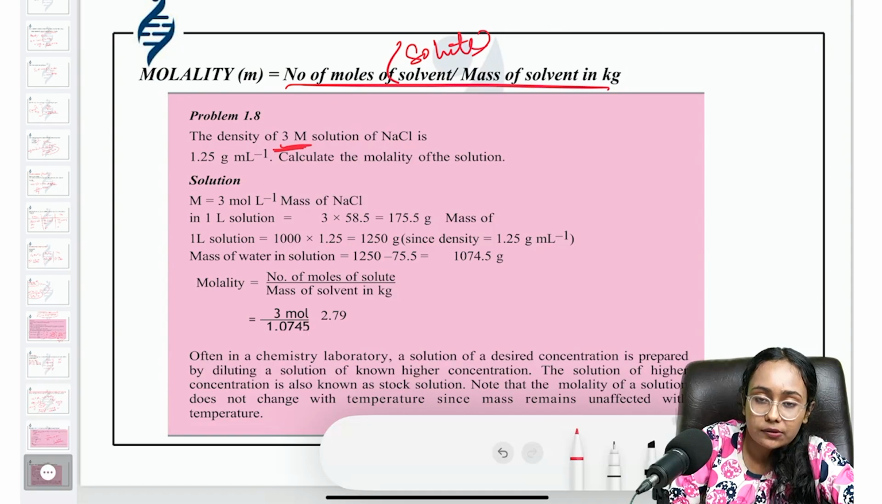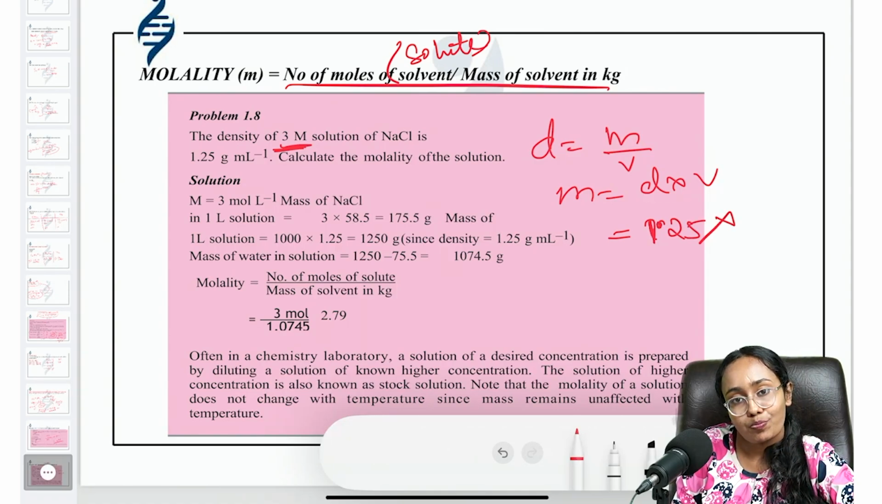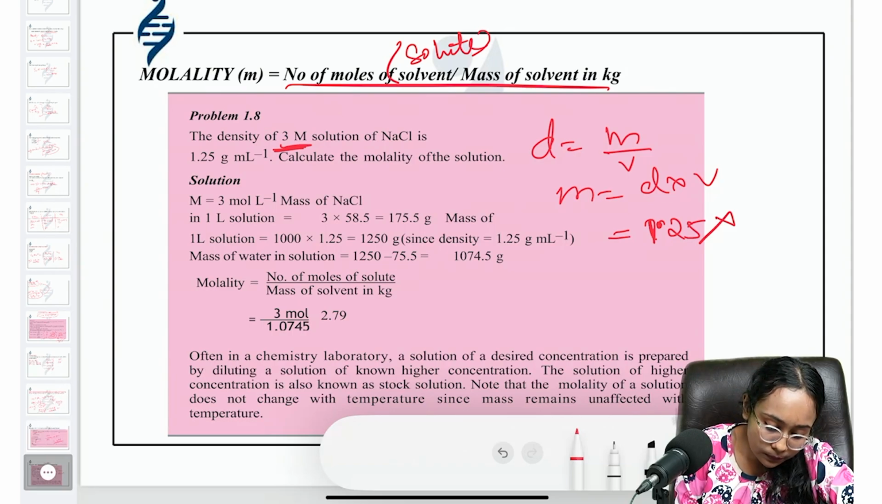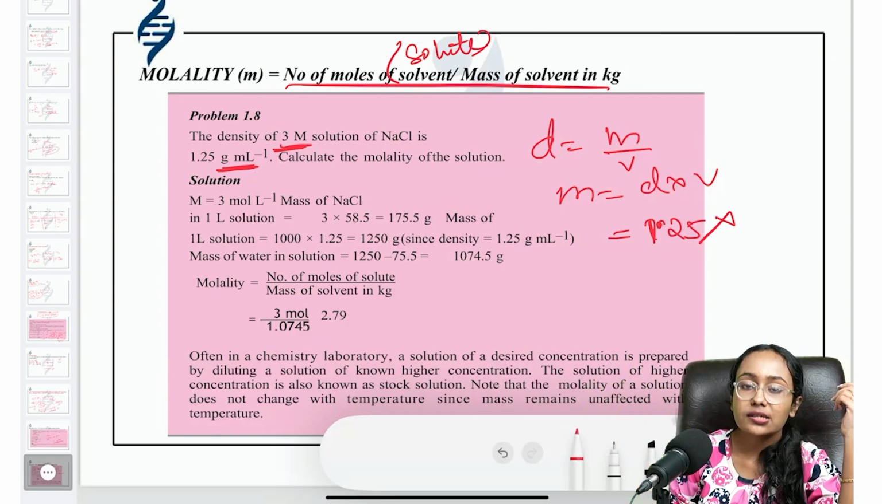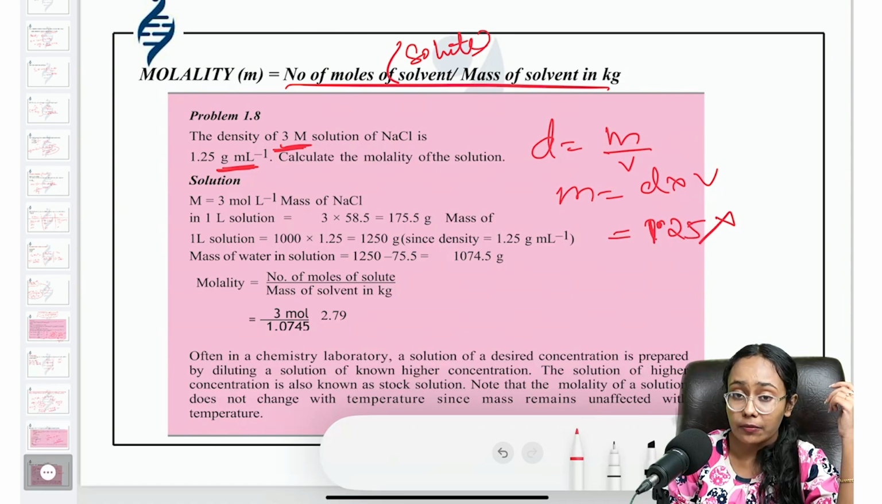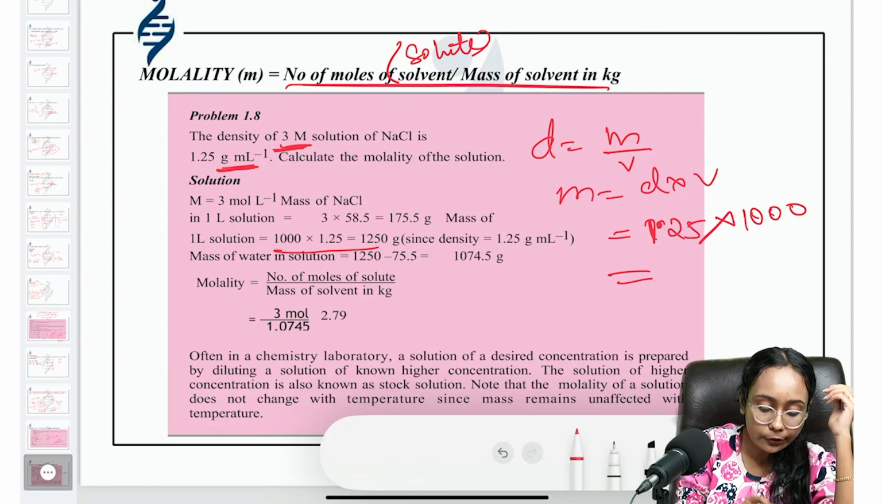So now we need to find mass of solvent. Density is given in the question, right? Density equal to mass per volume. So mass equal to density into volume. Density is already given, 1.25 into the volume. It's given in gram per milliliter, right? So 1 liter of solution, expressed in milliliters, is obviously 1000. So multiply 1.25 by 1000 and you'll get 1250.